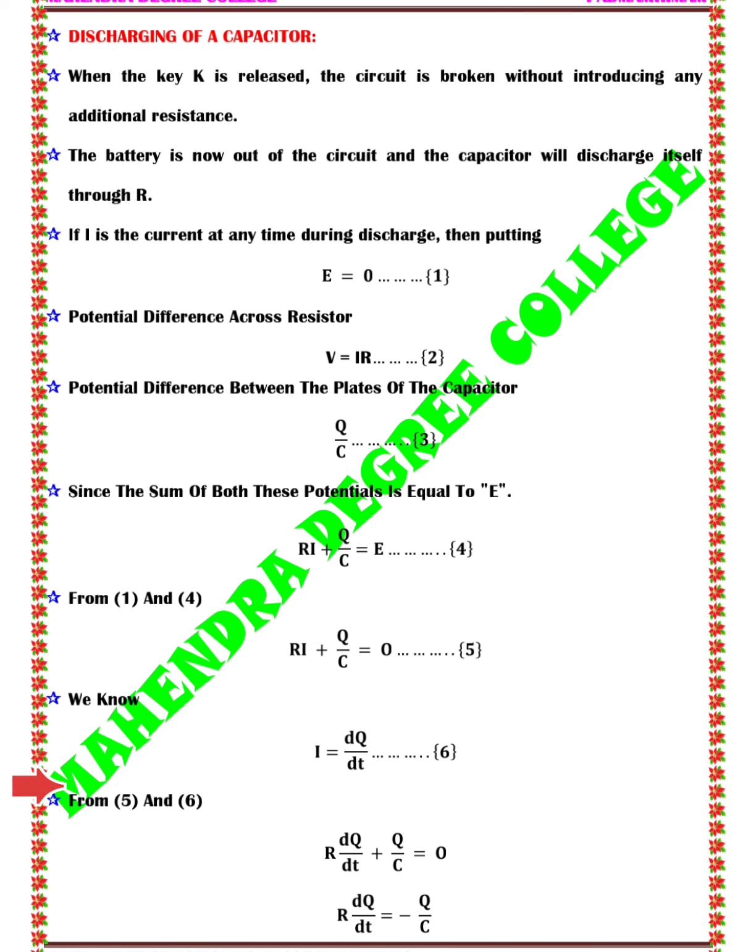From equations 5 and 6, simply substitute the value of I in equation number 5. We get R dq by dt plus q by C equals 0.